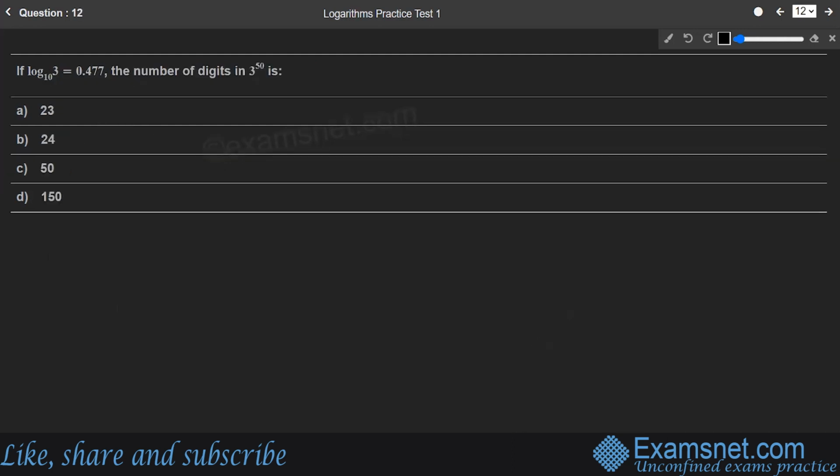Now, log base 10 of 3 is equal to 0.477. The number of digits in 3 to the power 50 is... Okay, this is a different kind of question, but we can easily solve this. The thing that is given to us is log base 10 of 3 is equal to 0.477.